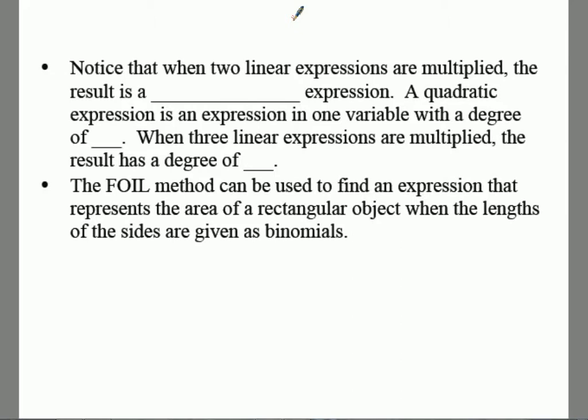Okay, whenever you multiply two linear expressions together, you may get a result that has an x squared. This is called a quadratic expression. So if you have two linear expressions, like an x plus 2, that's linear, times an x minus 3, then you end up getting something with an x squared when you multiply your x times your x. So that's a quadratic expression that has a degree of 2. That's when you multiply two terms together.